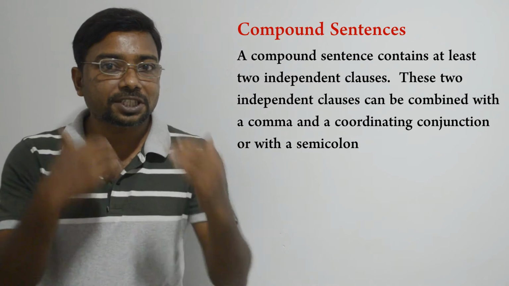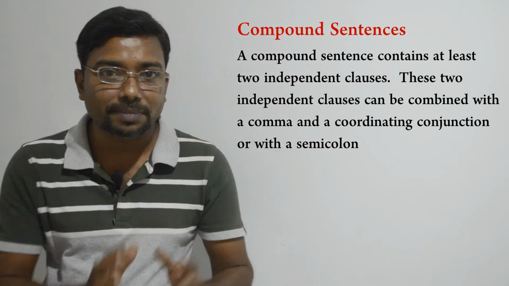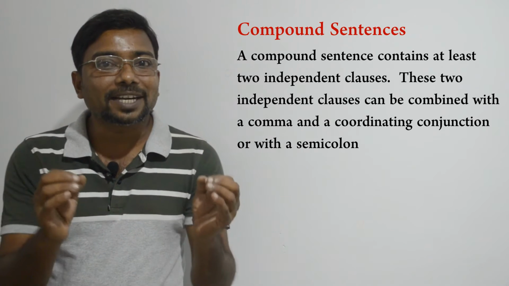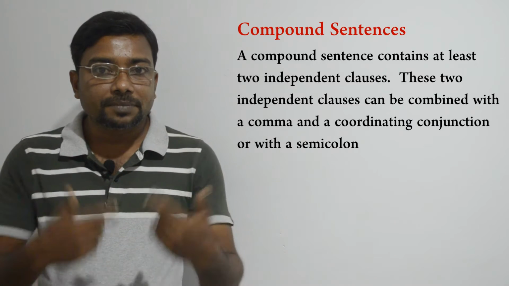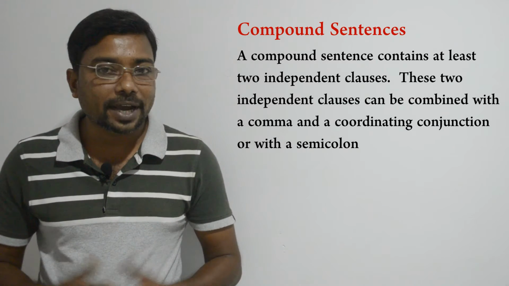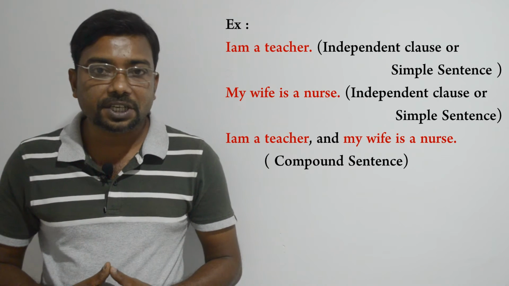Okay everyone, now we are going to consider what a compound sentence is. A compound sentence includes two or more independent clauses or two or more simple sentences. We use a coordinating conjunction to link these clauses together. Okay, let's look at some examples. Look at this example. I am a teacher. My wife is a nurse.